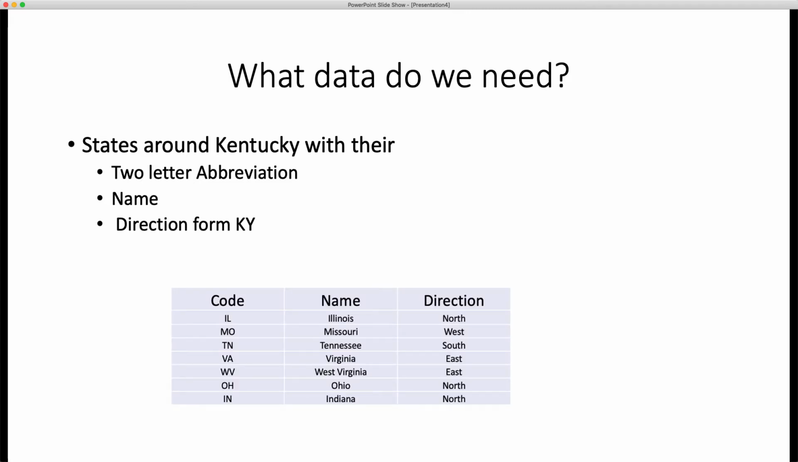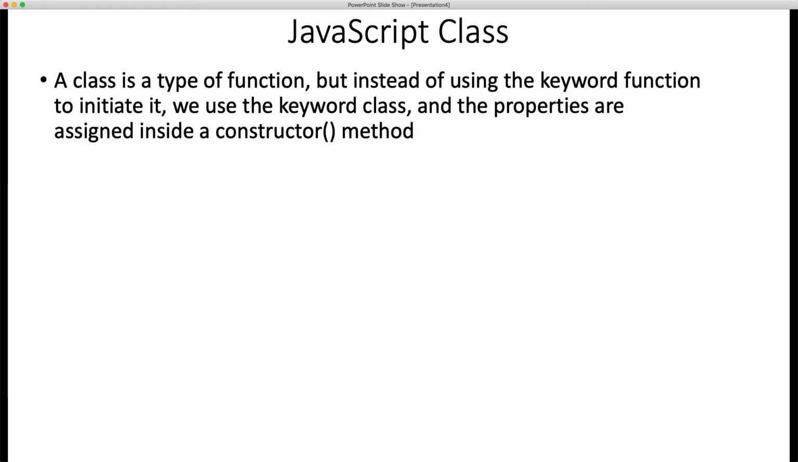And so if I compile a little spreadsheet, it's going to look like this. Illinois, Missouri, Tennessee, Virginia, West Virginia, Ohio, and Indiana. There's 7 of them. And their name and their direction.